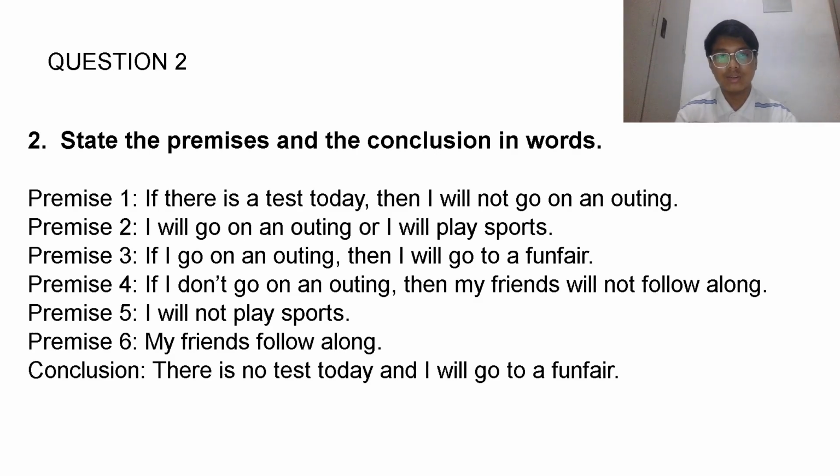And next, I will state all the premises and the conclusions in words. Premise 1 is if there is a test today, then I will not go on an outing. Premise 2 is I will go on an outing, or I will play sports. Premise 3 is if I go on an outing, then I will go to a fun fair. Premise 4 is if I don't go on an outing, then my friends will not follow along. Premise 5 is I will not play sports. Premise 6 is my friends follow along. So the conclusion will be there is no test today and I will go to a fun fair.